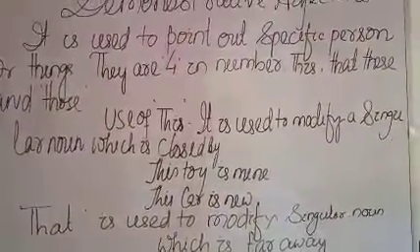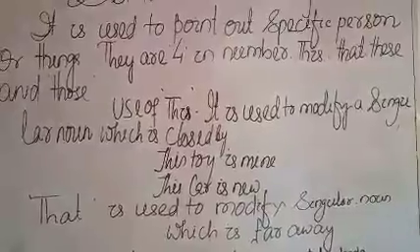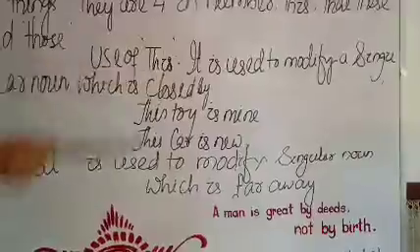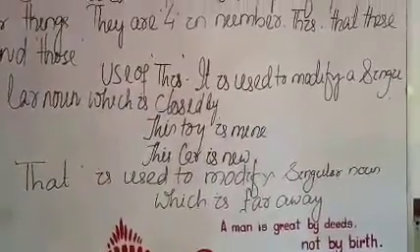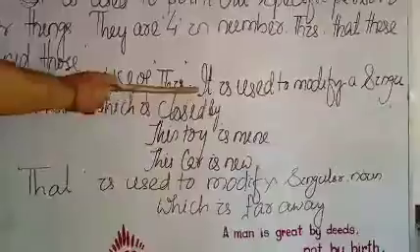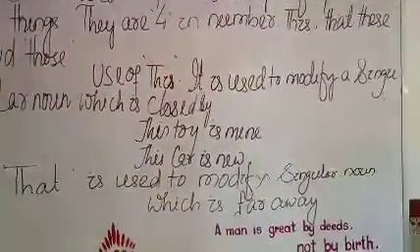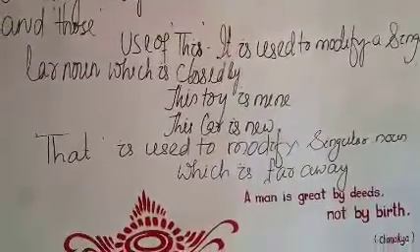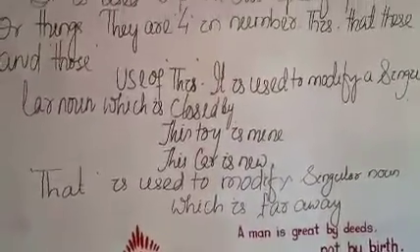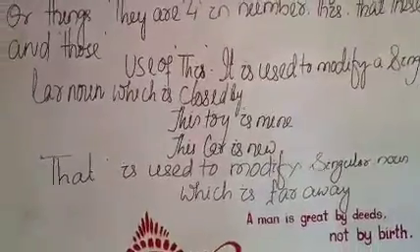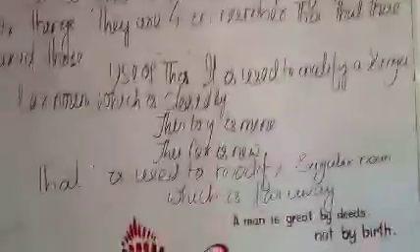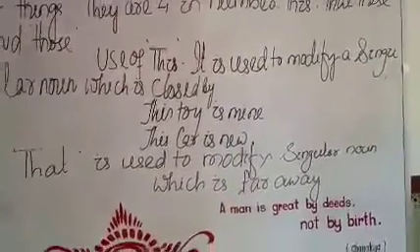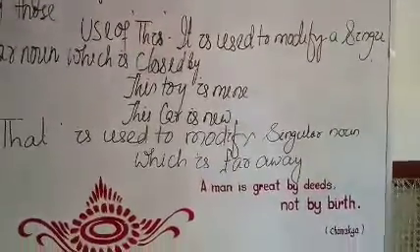Now we go to the use of demonstrative adjectives. Just you look at your blackboard. The use of this. It is used to modify a singular noun which is close by. This is used as an adjective to modify a singular noun, but that noun must be close by.